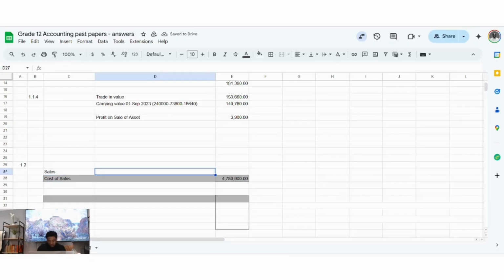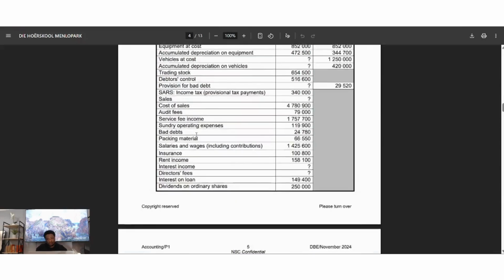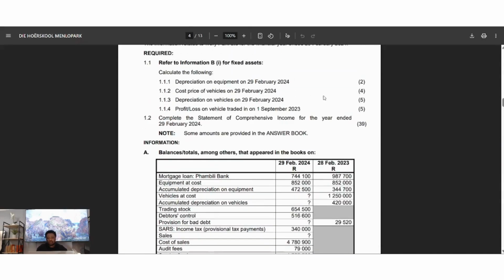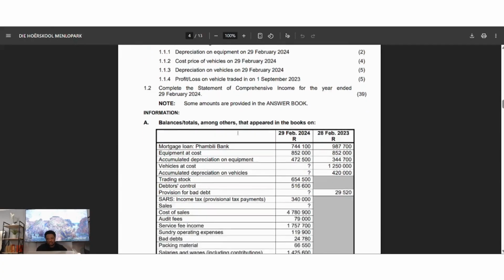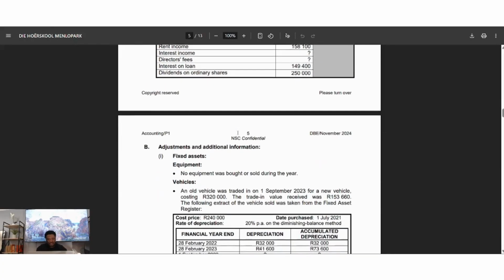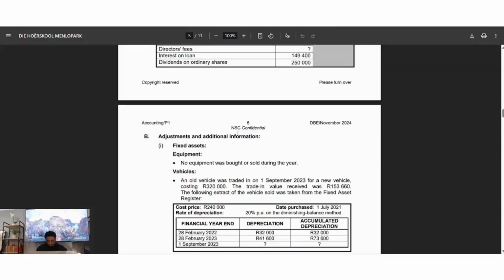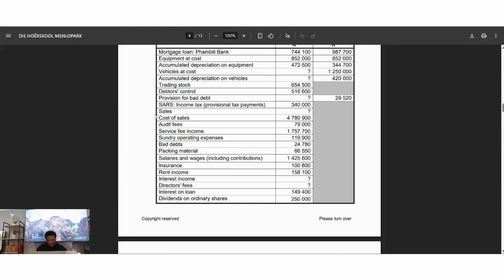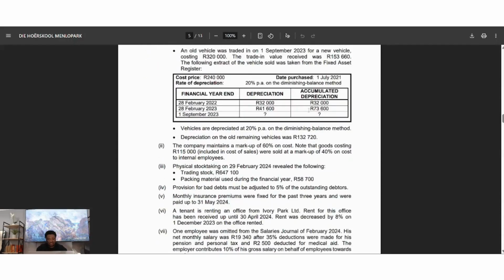Okay, so let me make sure I come back to check that question and read it. Yes, it says that you need to complete the statement of comprehensive income for the year ended 29 February 2014. Some amounts are provided in the answer book. As you can see, for sales we're not given the sales, but let's look at the information we've been given as it relates to how we can calculate the sales.